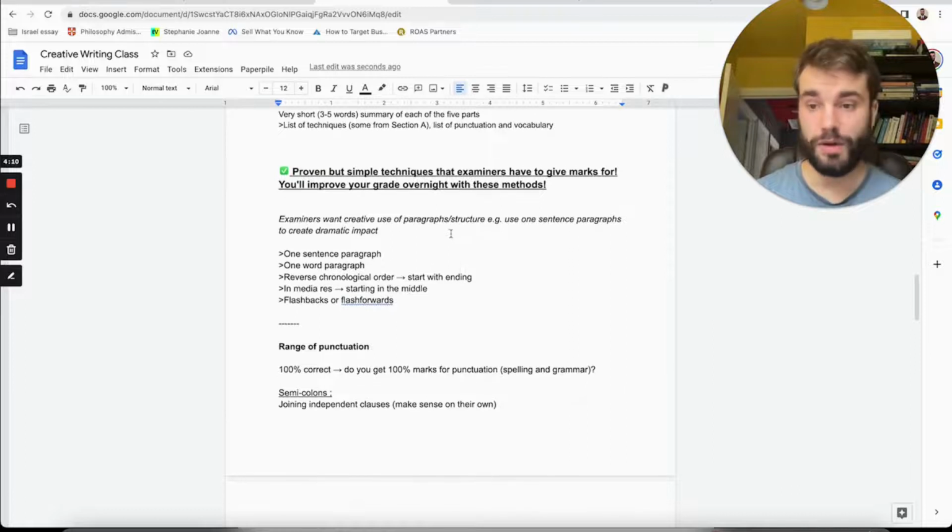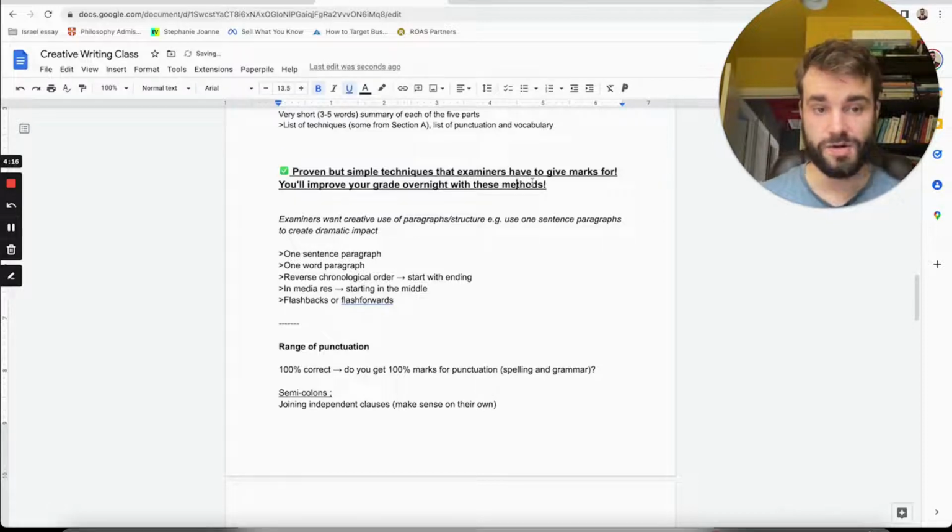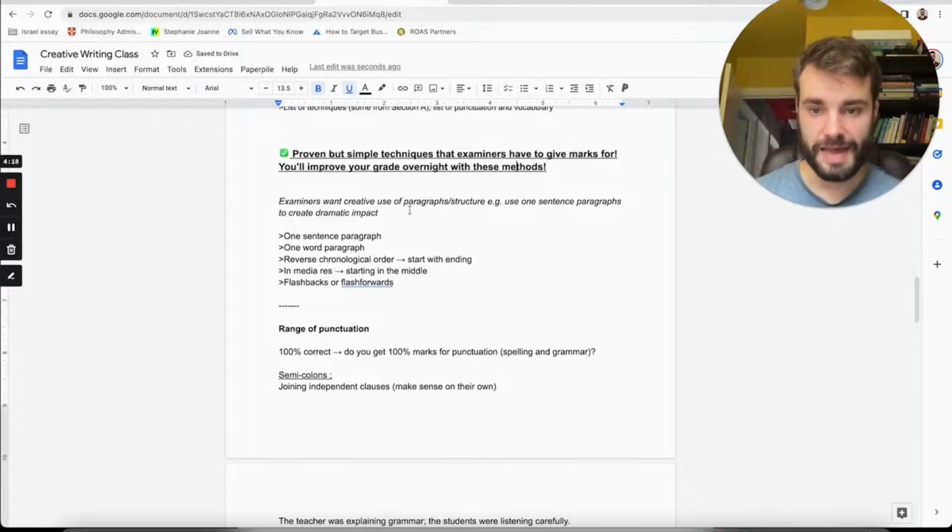So here's point 2. Proven but simple techniques that examiners have to give marks for to help you improve your grade overnight. Now, examiners, firstly, are specifically told in the mark scheme they have to give you marks for using paragraphs or structure creatively. For example, an easy one you can do is a 1-sentence paragraph to create dramatic impact, or even a 1-word paragraph.